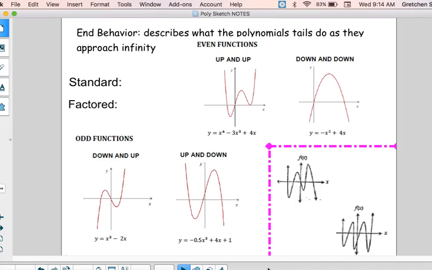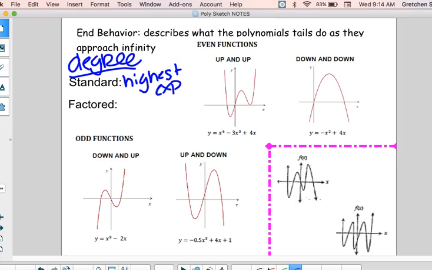The end behavior is based on the degree. So the degree ends up being a huge thing for polynomials. What is its highest exponent? If you're looking for the degree in standard form, it's just the highest exponent. If you're looking for the degree in factored form, then you have to add up the exponents. Because factored form is what you get when you break it into its pieces. So if you want to find the whole thing again, you have to put it back together.